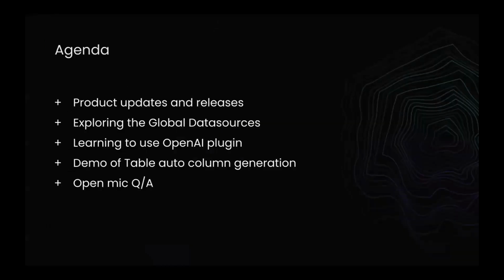Moving on, first we'll jump into a few specific updates. Then we'll look into the global data sources, giving an exploration of how you can start using them and how they differ from the local data sources that existed before the update. Then learning to use the OpenAI plugin, and a demo of ToolJet auto column generation. So we'll jump into these three aspects, and then into the Q&A. I hope this will not take much time. I'll go through these things quickly and leave a good amount of space for us to communicate as we move from one to the next.